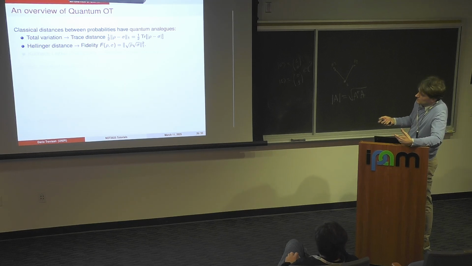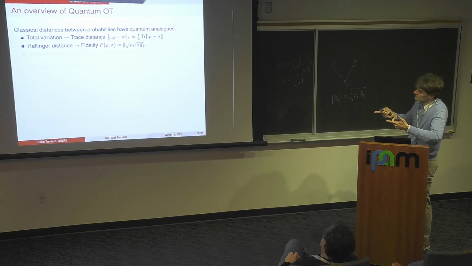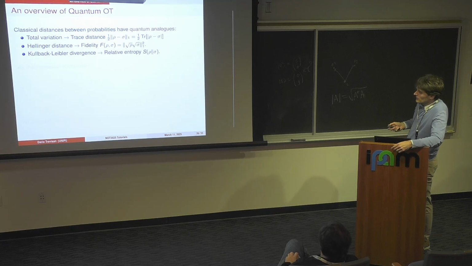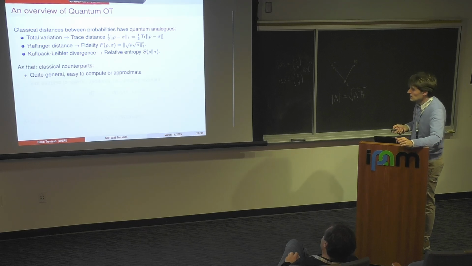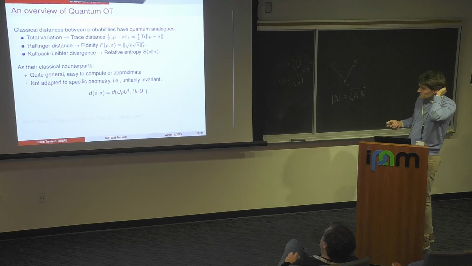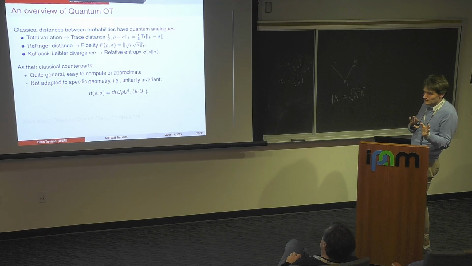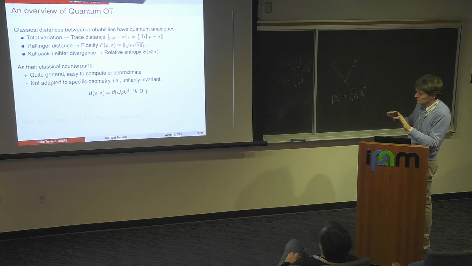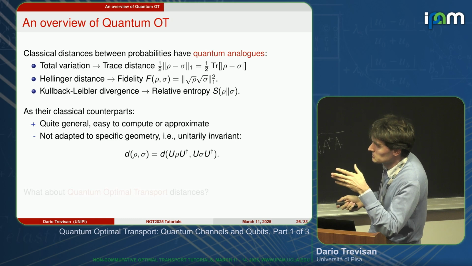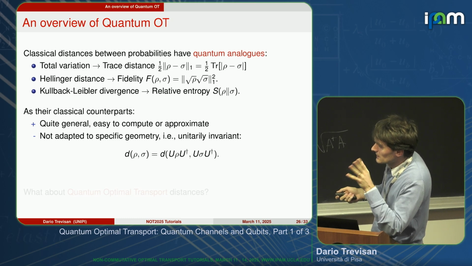Also, the Hellinger distance has an analog. Typically they don't use the distance, but the sort of correlation coefficient called the fidelity, but this is the definition. And also the relative entropy, we have already seen the definition in the table. As in the classical case, these are easy to compute or approximate compared to the quantum optimal transport kind of distances, okay? And they're quite general. In particular, they don't use anything of the geometry.